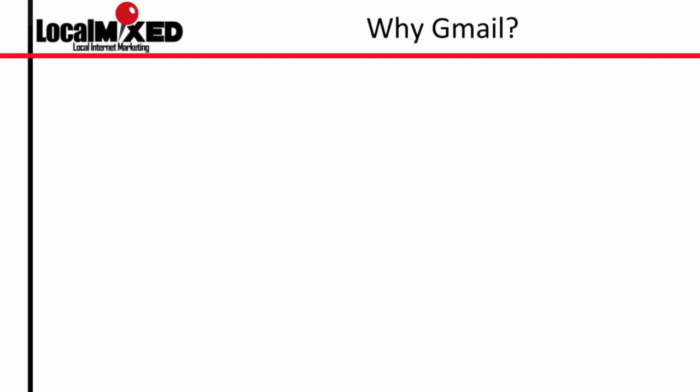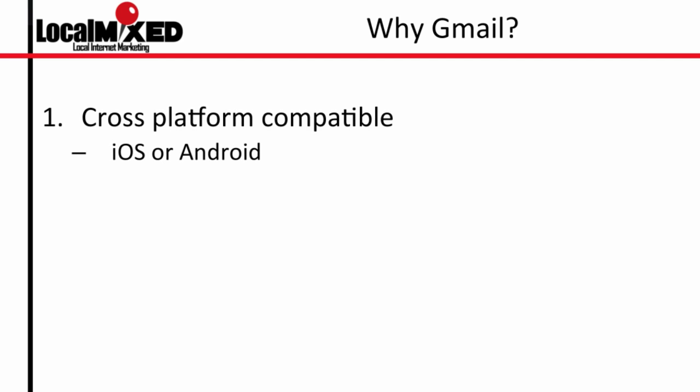So let's first talk quickly about why Gmail. The first reason is it's cross-platform compatible. It doesn't matter if you're on an iOS or an Android device, you can get email through Gmail. There's actually a Gmail app, native for Android, but you can also have it on your iPhone or your iPad too. So that's actually what I do. I don't use Apple Mail. I use Gmail, and I have an app on my phone where I answer all my emails and get all my emails through my phone.